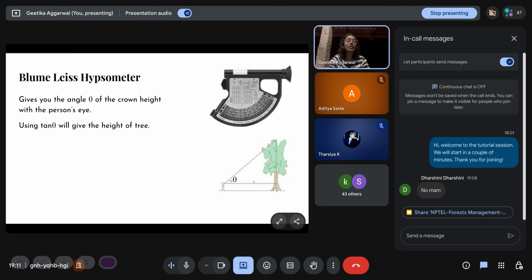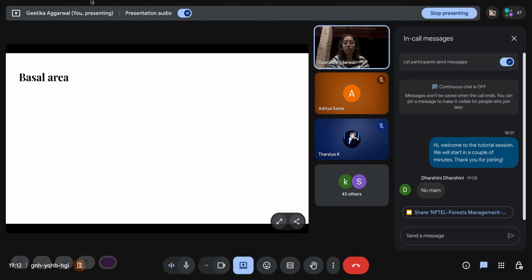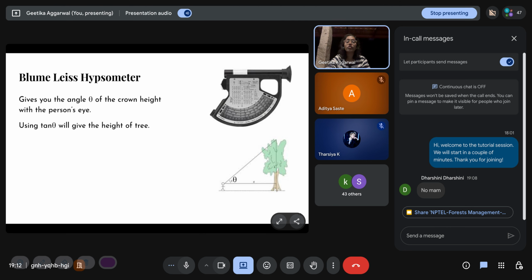So using this meter, it actually gives you tan theta for some given measurements. For example, if you are 10 meters away, 20 meters away, it will give you the tan theta directly and you can directly use it. But for others, you can just calculate it using a calculator. So it gives you the angle theta of the crown height from the person's eye level, right? This angle theta, and using tan theta, you can get the height of the tree. So that's Blume-Leiss hypsometer.